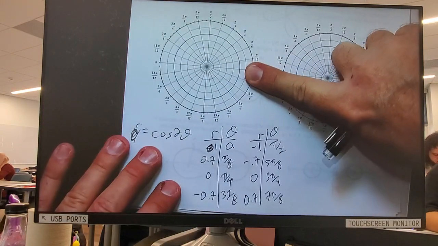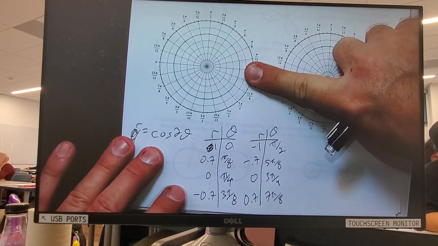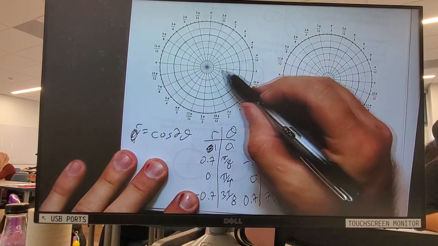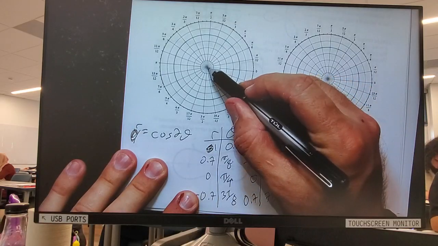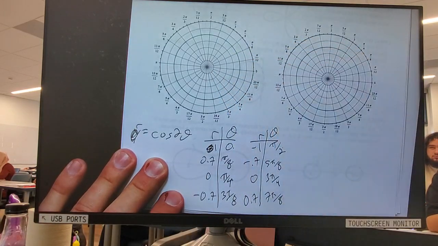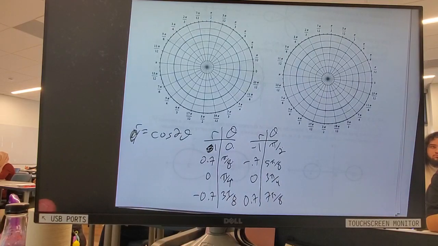Now that we have a much better graph to work with. Whenever our r is negative, I have to walk backwards from where I'm looking. So here I'm going to look at 0 degrees, and I'm going to step out 1. I really should have scaled this.